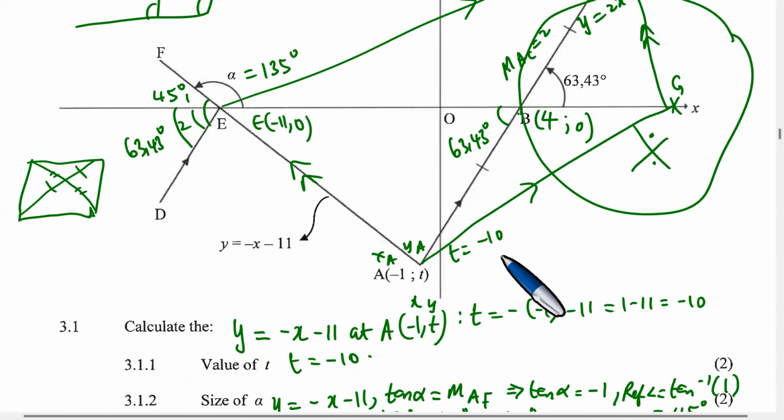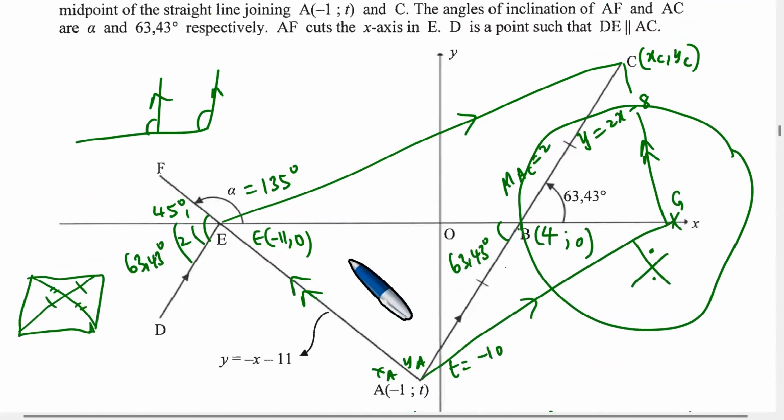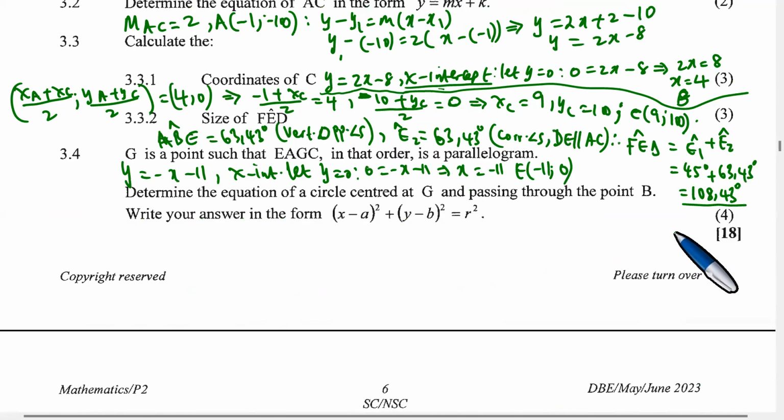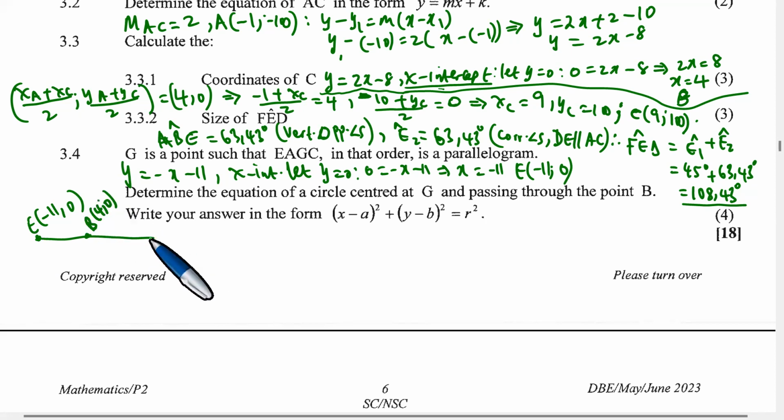So which means that we're going to draw the line to find the coordinates of G. We're going to draw the line, coordinates minus 11, 0, B 4, 0, G is what we want. So I'm going to draw a small line like so. E has the coordinates minus 11, 0. B has the coordinates 4, 0. Then you have G, the coordinates XG, YG.